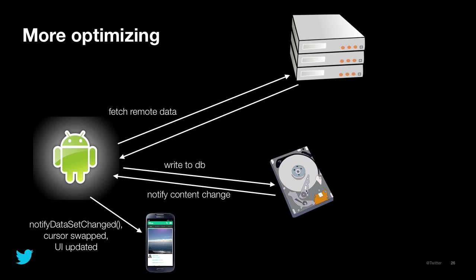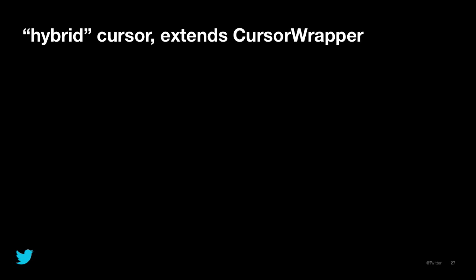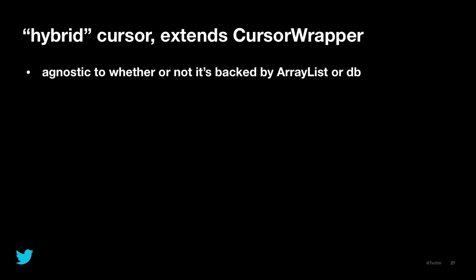creating this hybrid cursor, which does both jobs at once. So this cursor is agnostic to whether it's being backed by DB rows or by an in-memory array list. And basically, if you're using the cursor loader pattern, this cursor takes away all of the gnarliness you might need to do to merge DB rows with in-memory rows coming back from the server. So communication with this cursor is fun.